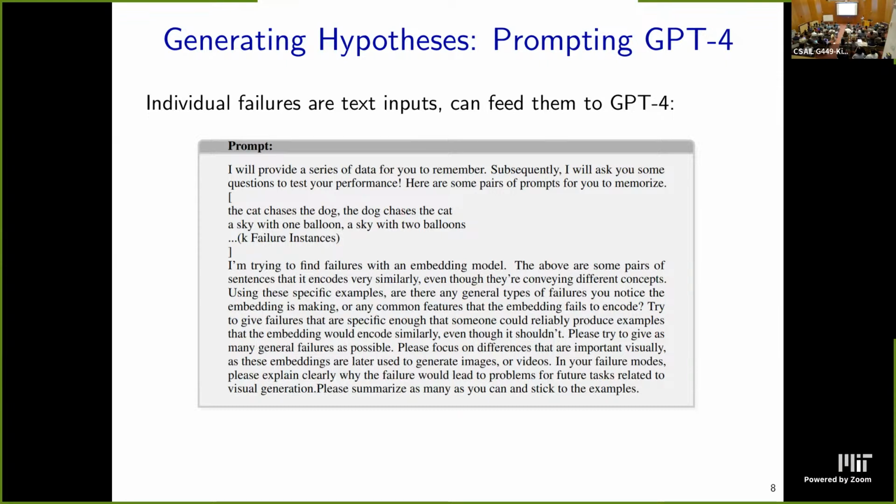Basically we say, I'm trying to find failures with an embedding model. Here are some pairs of sentences that are encoded very similarly, even though they're conveying different concepts. Using these specific examples, are there any general types of failures you notice the embedding is making, or any common features that the embedding fails to encode? Then we say a bunch of other things. Maybe one important thing is please focus on differences that are important visually. And please explain clearly why the failure would lead to problems for future tasks. This is going to be useful later because we're going to leverage not just the names of the failures, but the actual descriptions. So we have this prompt, and then we can see what it does.